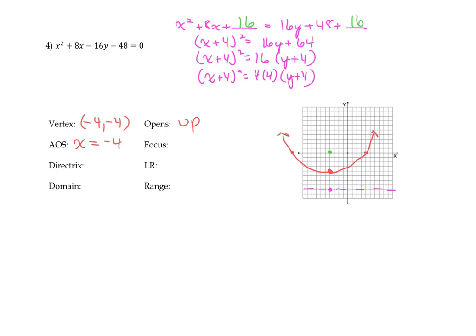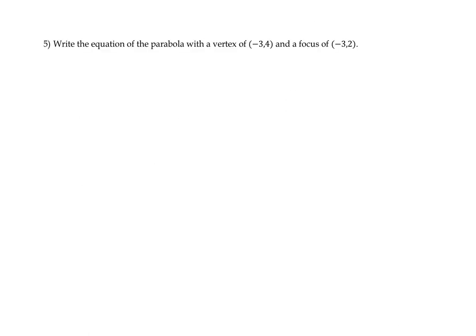So now I can go back and I can get my focus is at negative 4, 0. And I can get my directrix at y equals negative 8. 4 times p will give me the LR, and so 4 times 4 is 16. My domain is left to right, which is arrow to arrow, so negative infinity to infinity. My range is bottom to top, so it's down there at negative 4 going up to positive infinity.